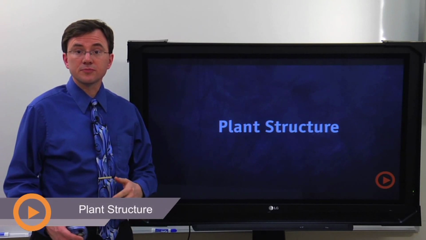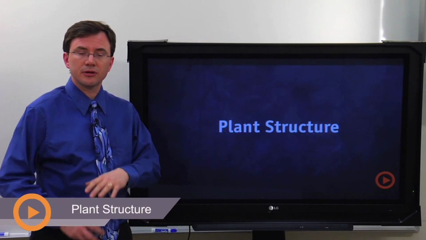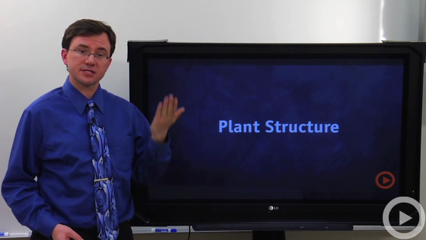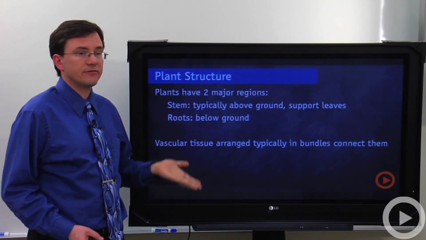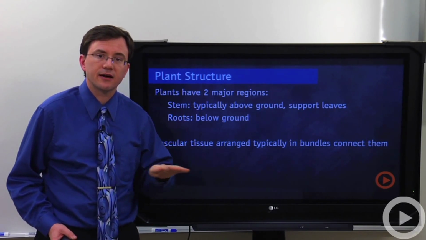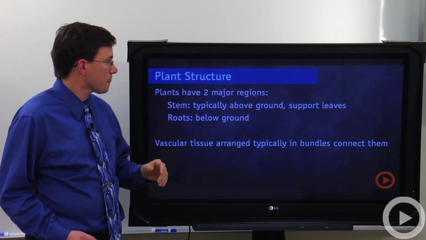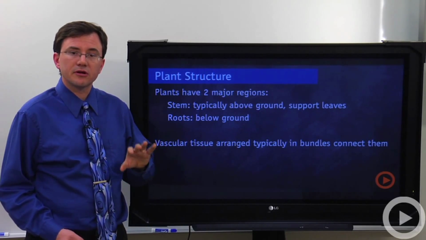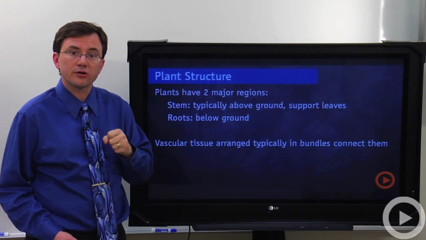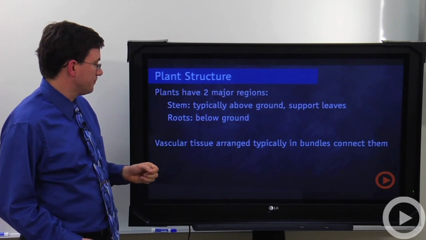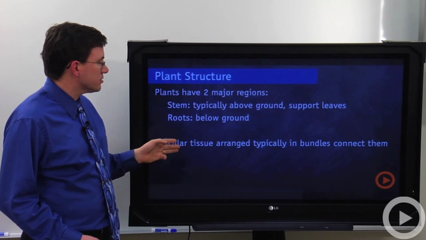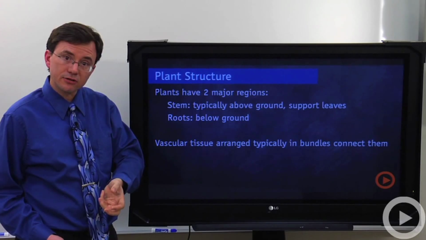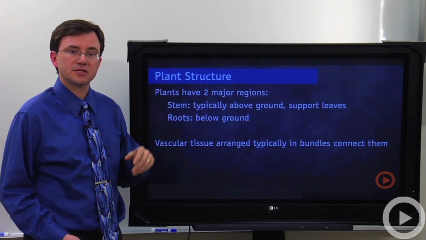www.brightstorm.com. Like most multicellular creatures, plants have a particular structure as to how their body goes together. There's two major regions to a plant: the stem and the roots. The stem typically is above ground, although some plants have horizontal or even underground stems, and they generally help support the leaves. Then the roots are typically below ground, and they're specialized to absorb water and other minerals from the soil. They are connected by vascular tissue that helps transport the materials being created by the leaves and the stem down to the roots and transport materials from the roots up to the stem and leaves.